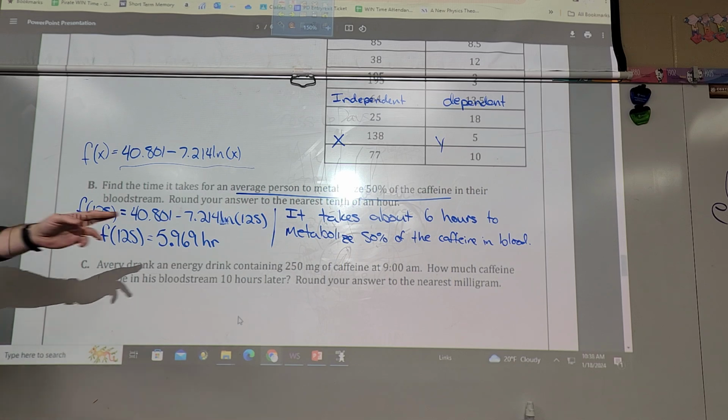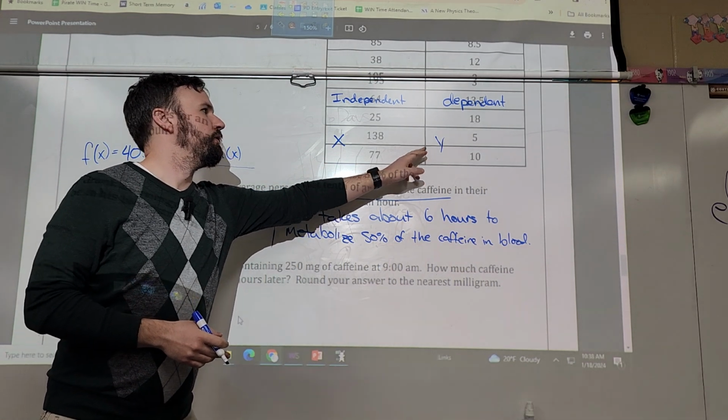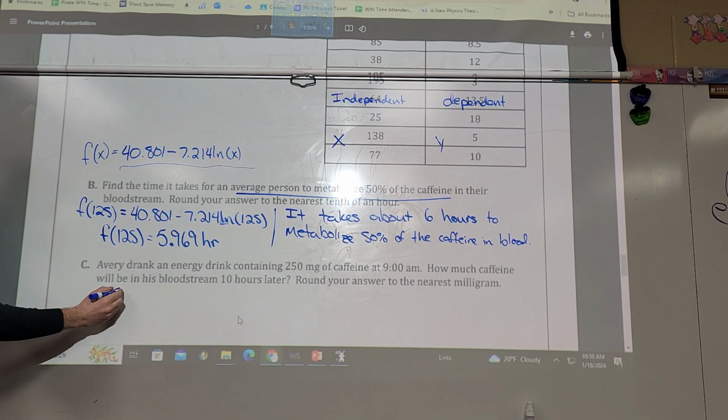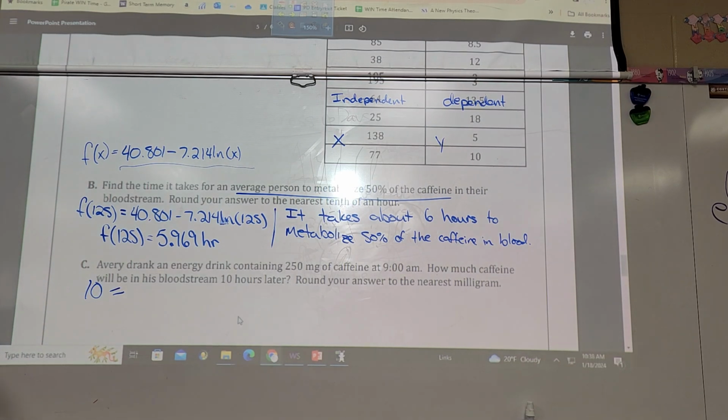What's my X and which one's my Y? Time is Y. So that means I set it equal to 10 hours, right? That's why I said this one was tricky, because they flipped what X and Y usually are.